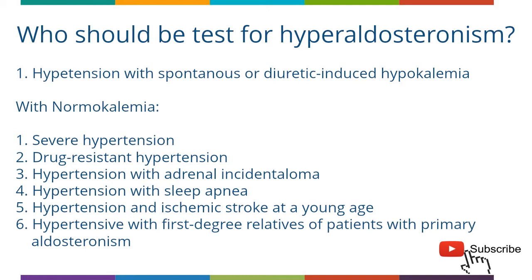Primary aldosteronism should be excluded in patients with hypertension with spontaneous or diuretic-induced hypokalemia. Furthermore, primary hyperaldosteronism should be excluded in following patients with normal potassium: patients with severe hypertension, drug-resistant hypertension, hypertension with adrenal incidentaloma, hypertension with sleep apnea, hypertension and a family history of early-onset hypertension or cerebrovascular accident at a young age. All hypertensive first-degree relatives of patients with primary aldosteronism.